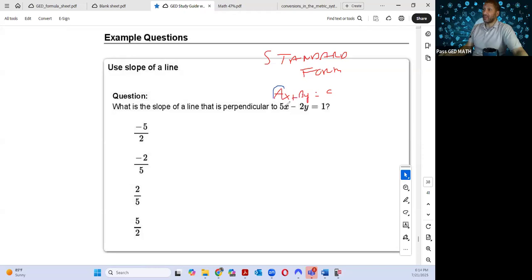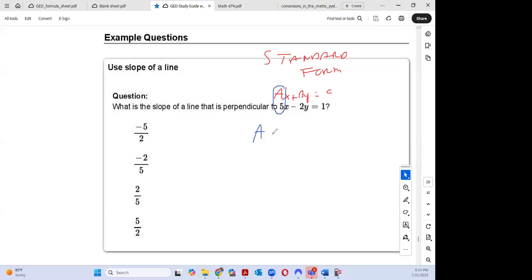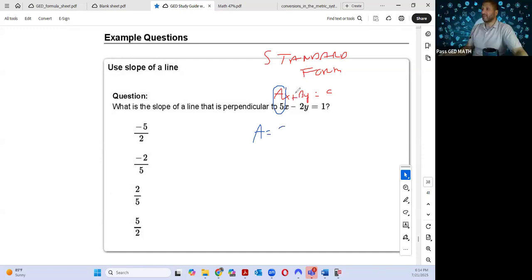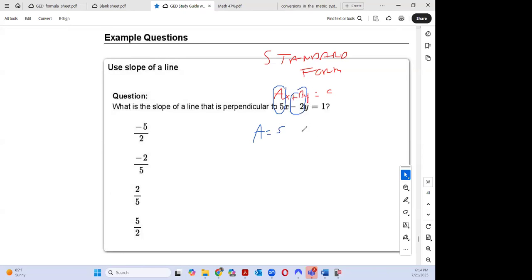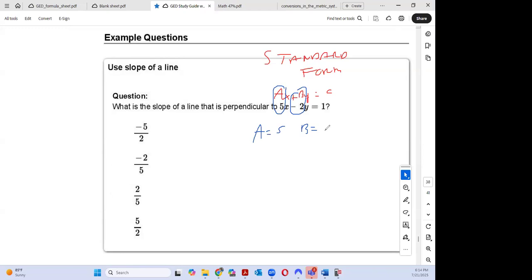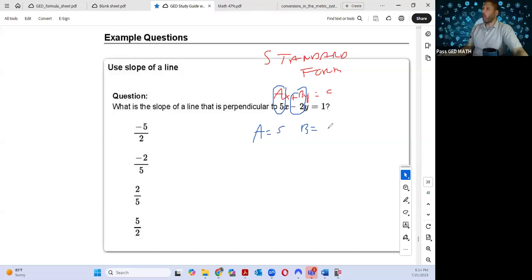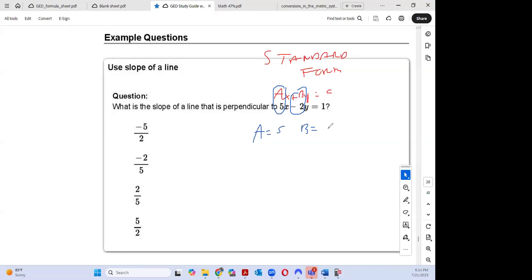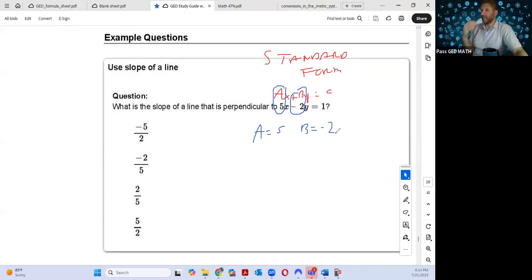So again, if you identify the standard form and write it right over the top of the equation, like I just said, what's A? 5. What's B? 2? Nope. You circled it. I'm sorry. What's B? Negative 2. Yeah. Okay. Again, this is where people keep making the mistakes.